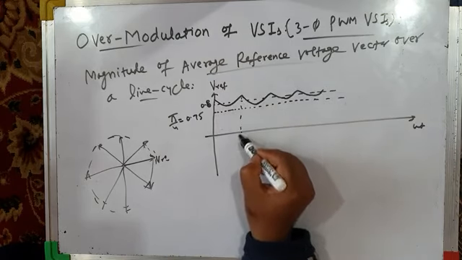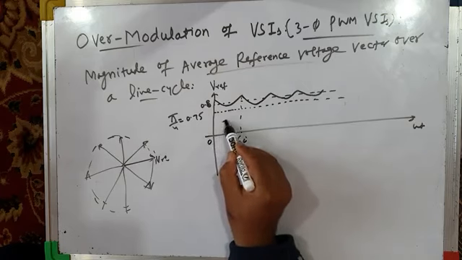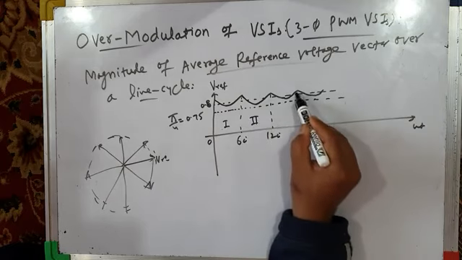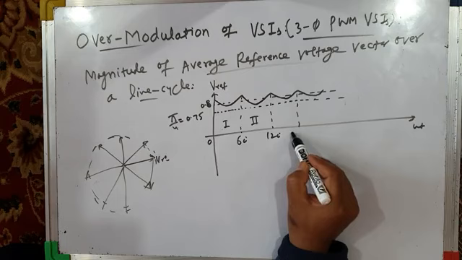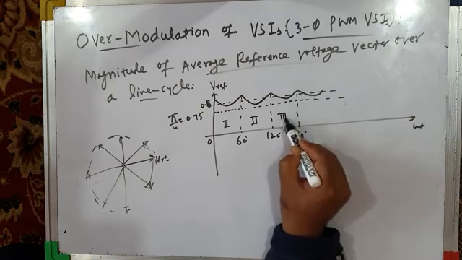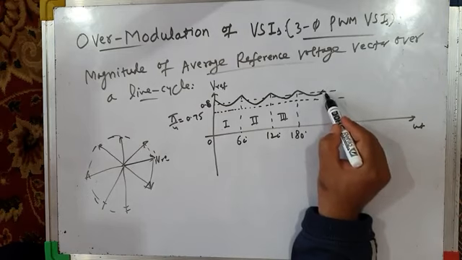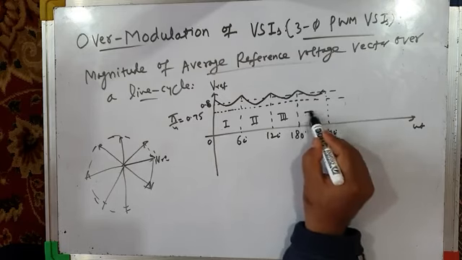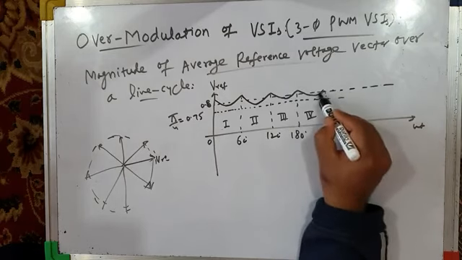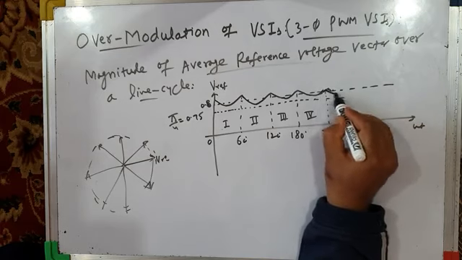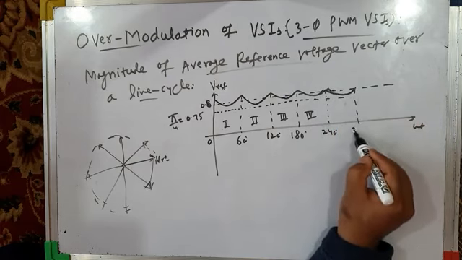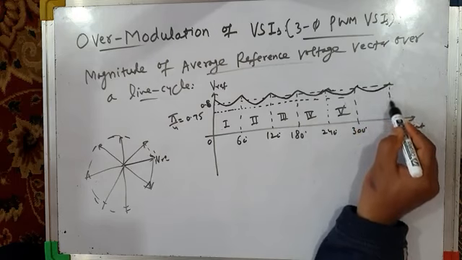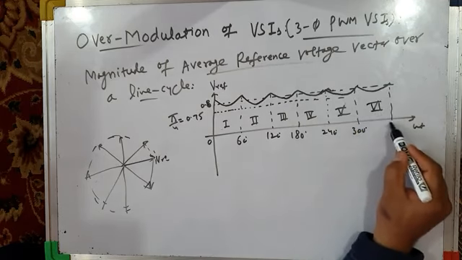So this is 60 degrees, sector 1. 60 plus 60 is 120 degrees, this refers to sector 2. 120 plus 60 is 180 degrees, so this is sector 3. 180 plus 60 is 240 degrees, this is sector 4. Similarly, 240 plus 60 is 300 degrees, sector 5, and finally this is sector 6, 300 to 360 degrees.